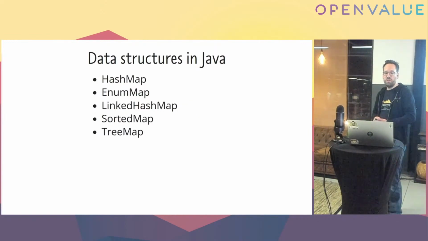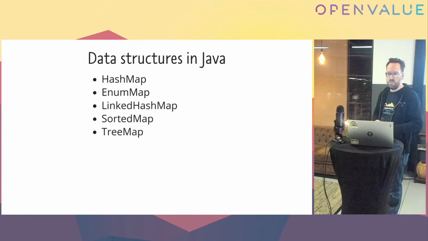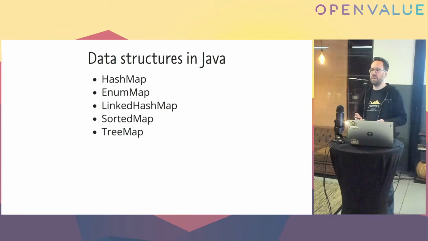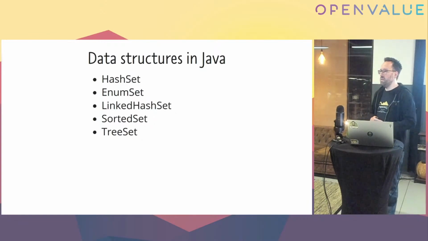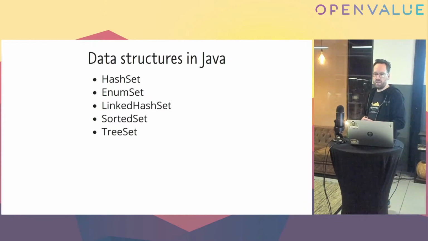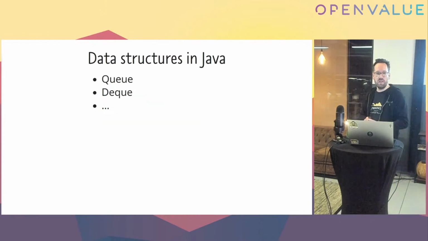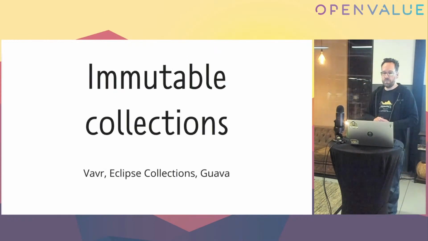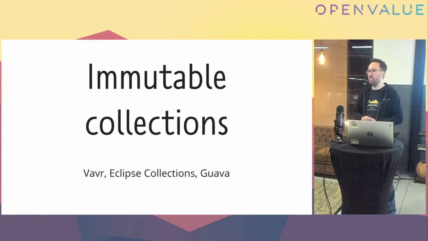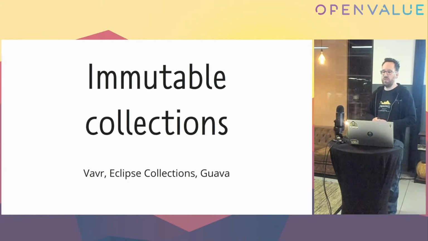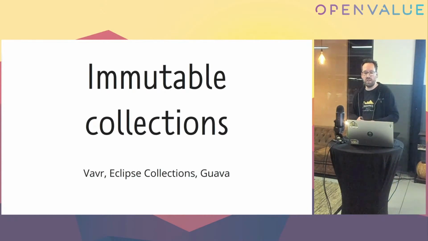There's also a whole bunch of maps that you can use. Hash map, enum map. They all have something specific that they bring to the table that can be useful in certain situations. And which one you need depends on which operations you need to be fast in your program. Then there's a whole lot of other data structures. You have a bunch of sets. You also have queues and dequeues, and everything has something unique to it that can be useful in your program. And if you want immutable variants of all of these things, then you can look at libraries like Vavr or Eclipse Collections or Guava.